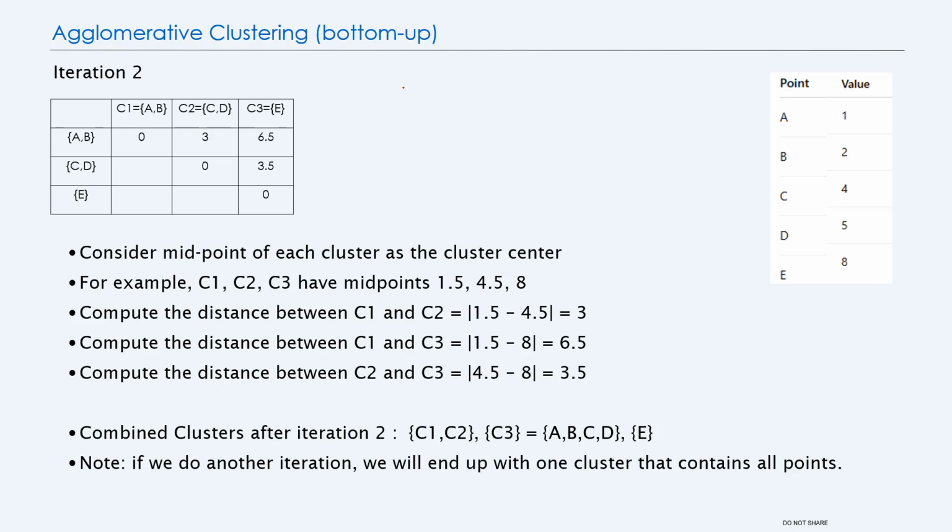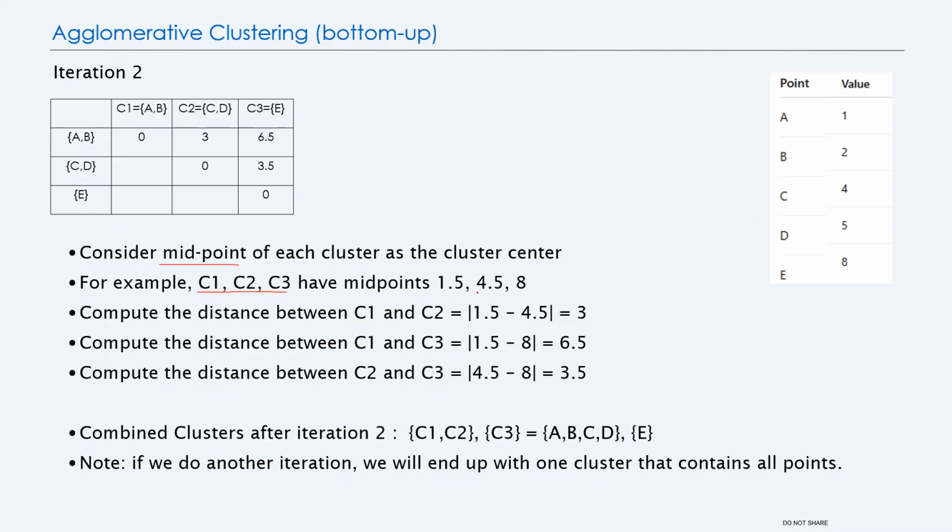Now if you look at the clusters, cluster 1 is AB, cluster 2 is CD, cluster 3 is E. Now we're going to take a distance between the clusters. We're going to use the midpoint of each cluster as the cluster center. C1, C2, C3, those are the clusters. They all have midpoints, the average. For example, C1 is A and B, and the midpoint between A and B is 2 plus 1 over 2, which is 1.5. Same thing with C and D: the midpoint is 4 plus 5 divided by 2.